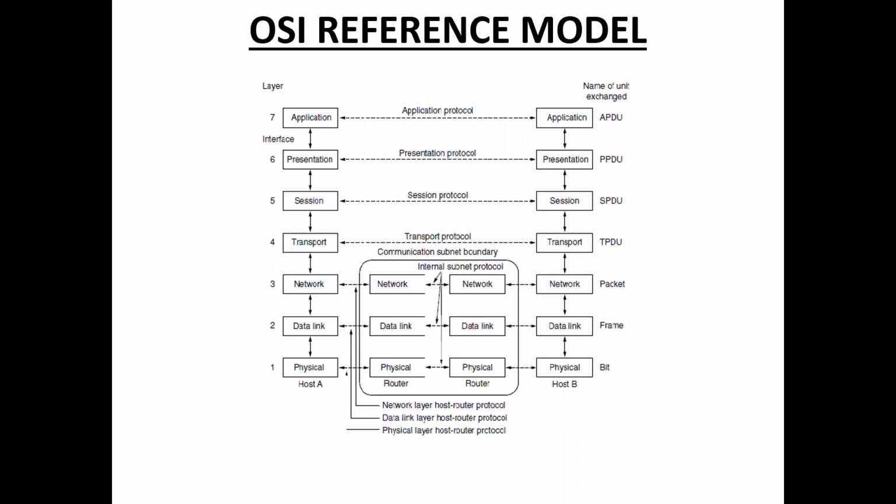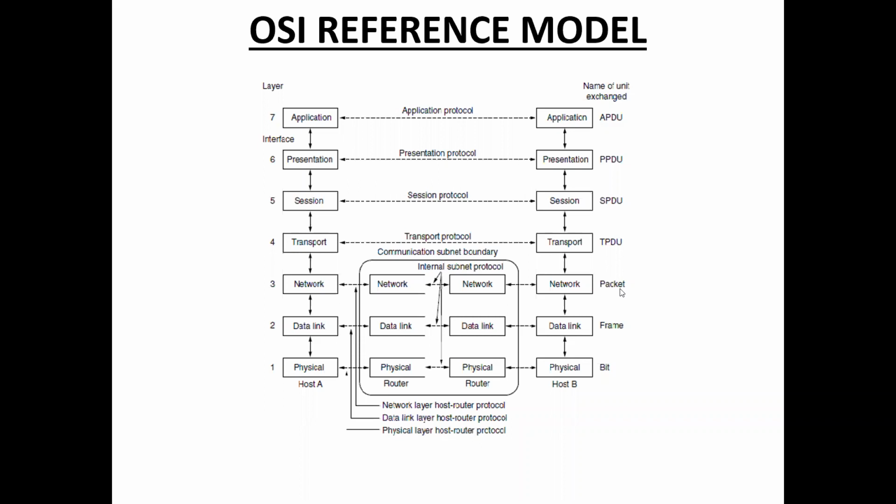Next, the fourth one, transport layer. This transport layer provides services to the application layer and takes services from the network layer. The data in the transport layer is referred to as segments, the transport layer protocol data unit. This layer provides the acknowledgement of successful data transmission and retransmits the data if any error is found.